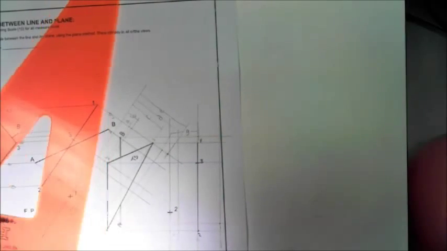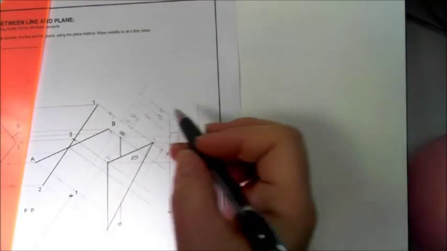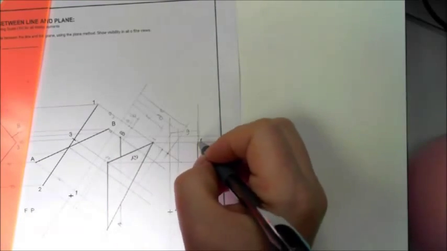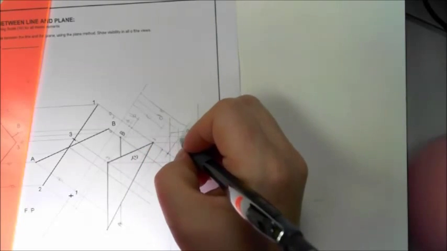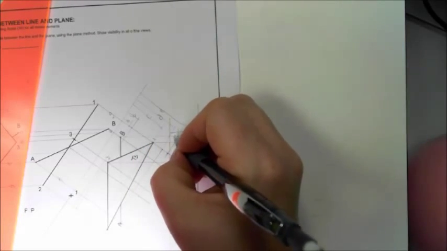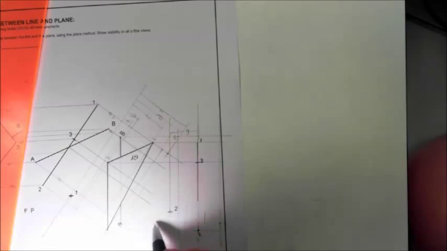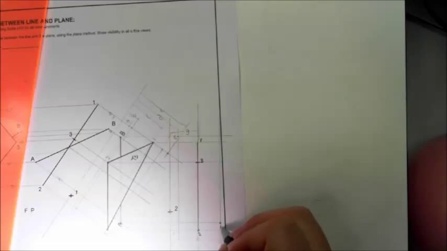All right, let's find AB. Okay, so B is on the F and it's along this line, so that will be 2 to here. That's little b. Big A goes to here and it goes all the way out to H. So it would go for here.